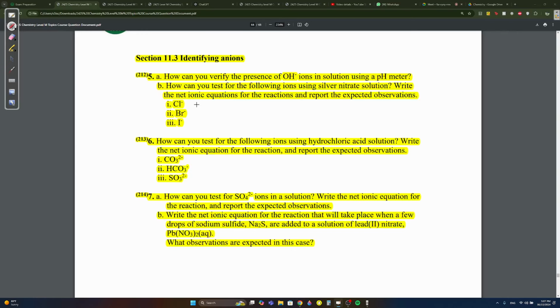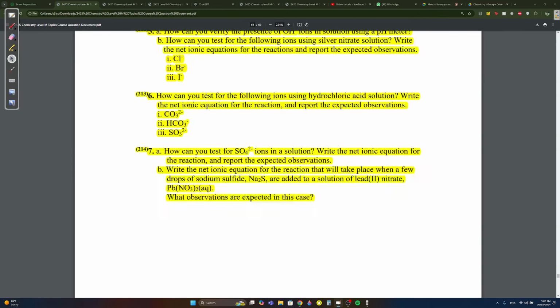The net ionic equations are Ag+ plus Cl- aqueous to produce AgCl solid, and here it's Ag+ plus Br- aqueous to produce AgBr solid, and this is going to be Ag+ plus I- aqueous to produce AgI solid. How can you test for the following solutions using hydrochloric acid solution and using an acid?